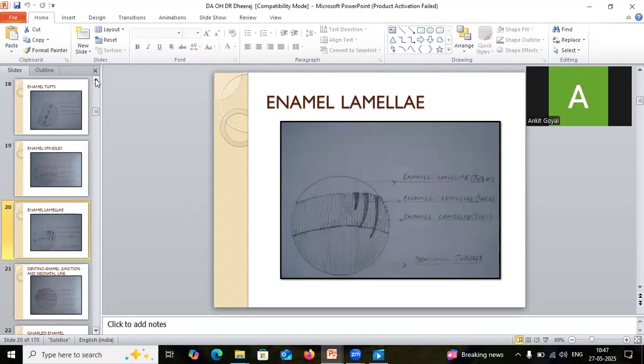Now, the next is enamel lamellae. These enamel lamellae are hypocalcified structures and they extend from the enamel surface towards the dentin. These structures can be very well identified as leaf-like structures in the transverse section of the enamel and are more seen in the cervical half of the tooth than in the coronal half.